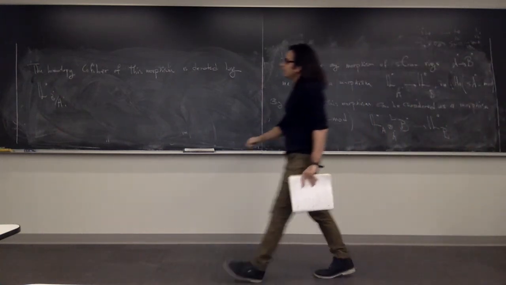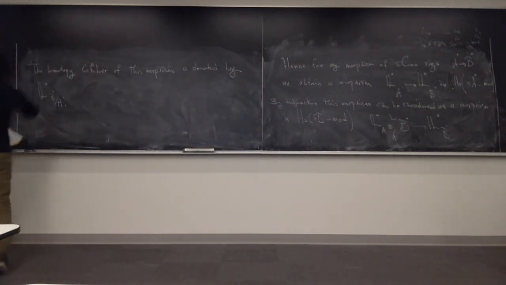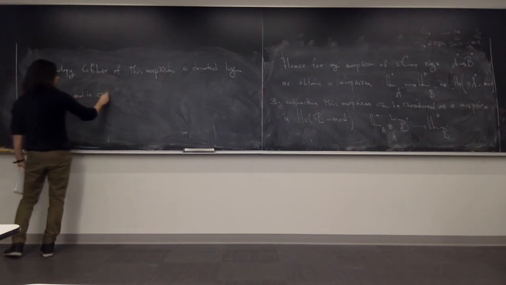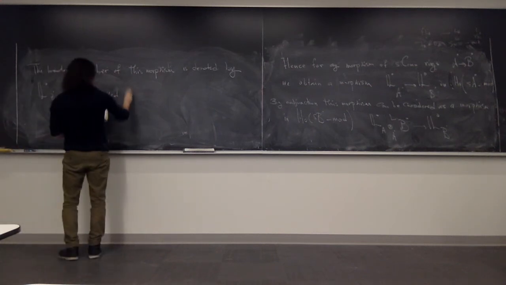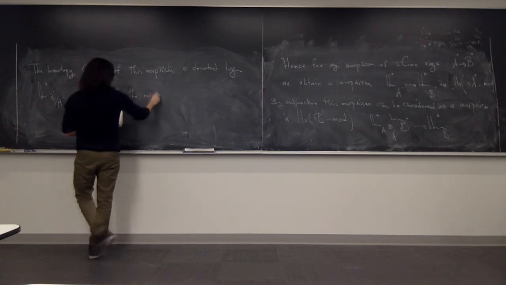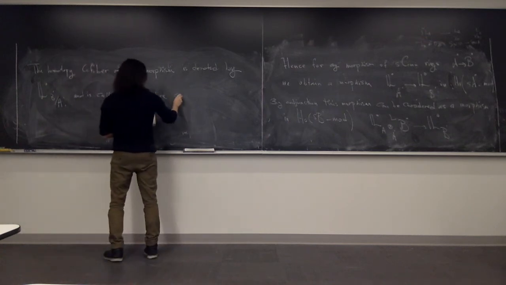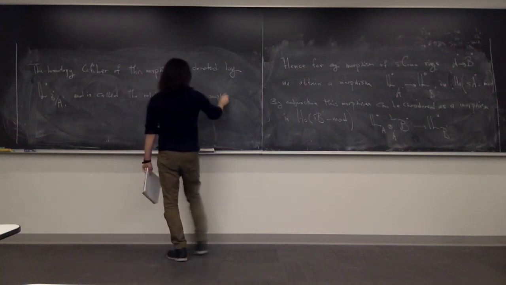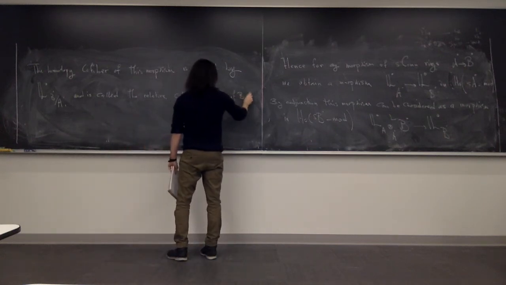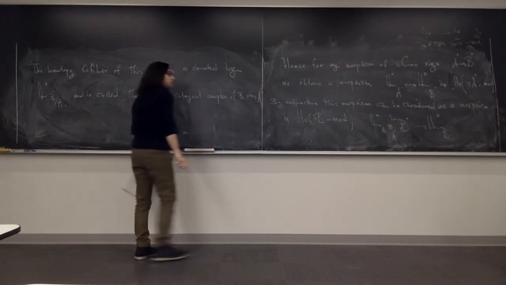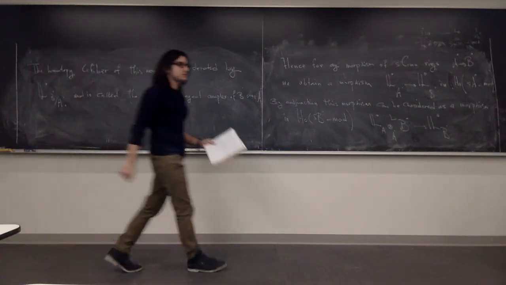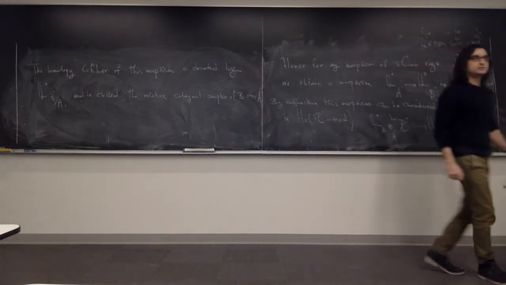So this is denoted by L dot of B dot over A dot, and it's called the relative cotangent complex of B dot over A dot. So everything really rhymes with what we had before. I think this is actually a good place to stop.